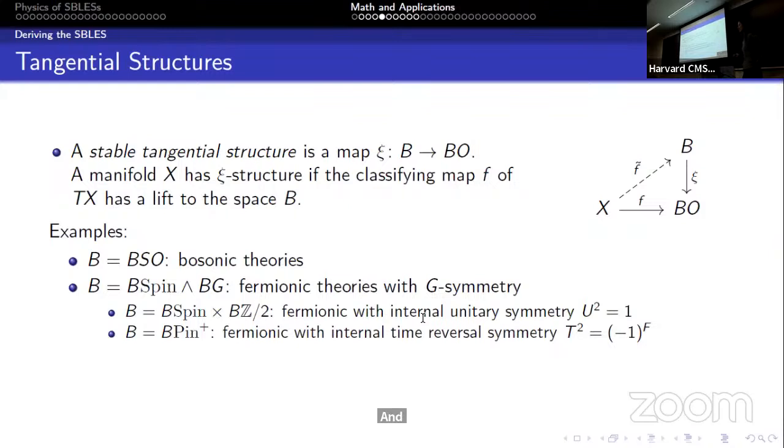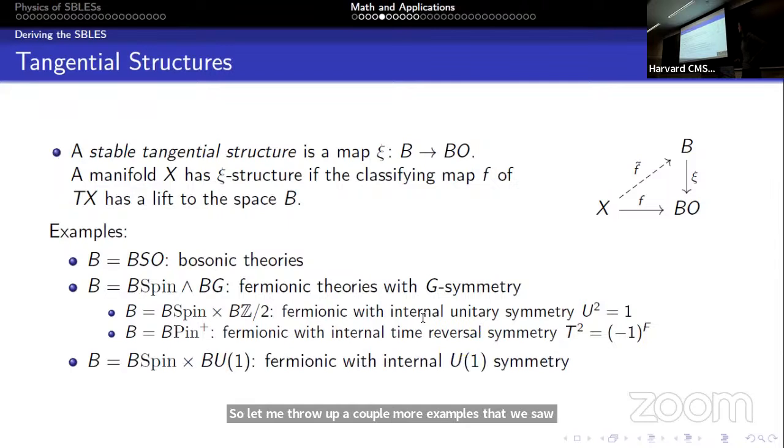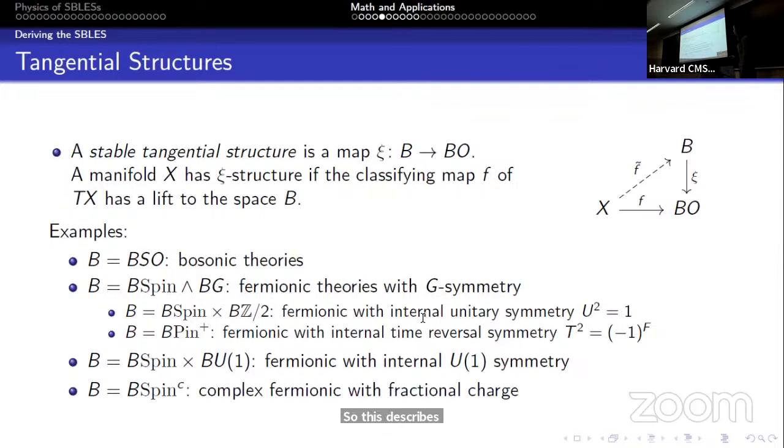So let me throw up a couple more examples that we saw already. If we took B spin cross BU1, this describes fermionic systems with an internal U1 symmetry. And you can also twist this to get B spin C, which would be fermionic theories with fractional charge. I think maybe we didn't get to that example, but we'll see that. It's like an integer plus 1/2 charge for a spin C fermion. That's what I mean.